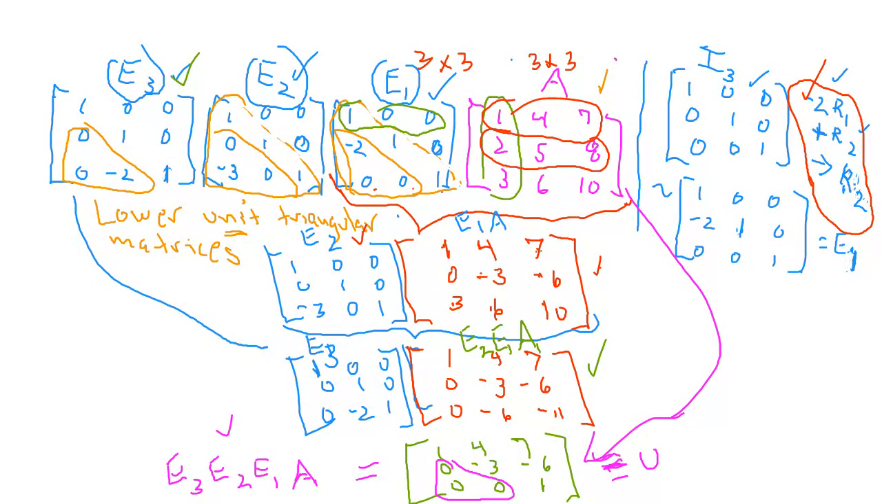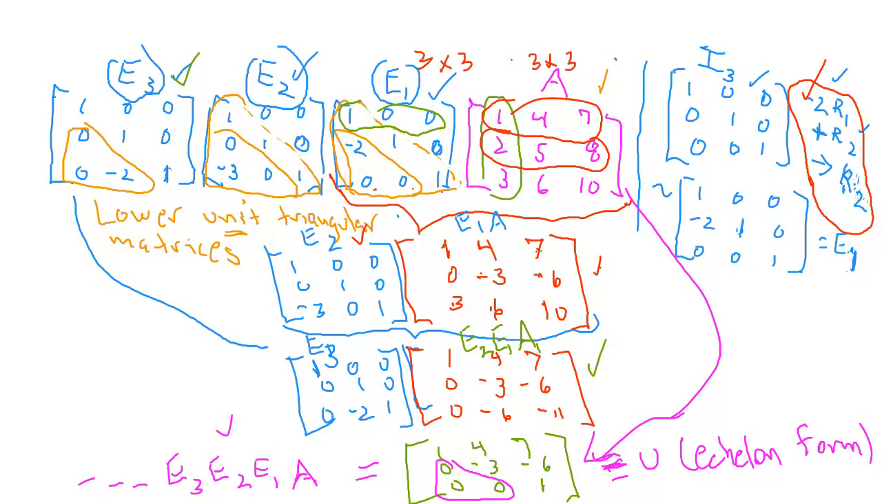Now, this matrix is in upper echelon form now. Let's just call it echelon form. Let's keep it simple, right? Now, if we wanted to get that matrix in reduced echelon form, we'd have to multiply by some more elementary matrices.